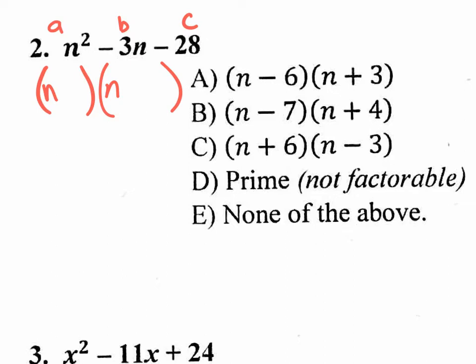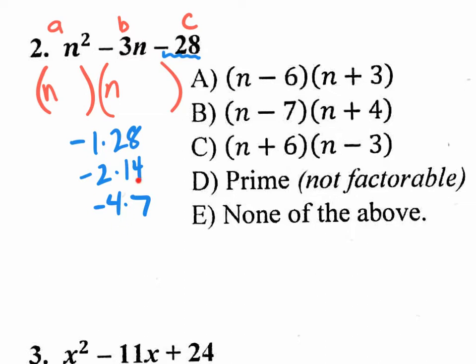Now, don't give me an answer. Tell me what times what is negative 28 that if you combine together is negative 3? Negative 7 times 4 is correct. Now, if you're struggling with that, make a list. How could you get negative 28? Well, you could get it by going negative 1 times 28, negative 2 times 14, negative 3 doesn't work, negative 4 doesn't work. Wait, negative 4 does work, right? Negative 4 times 7. And that's about it.